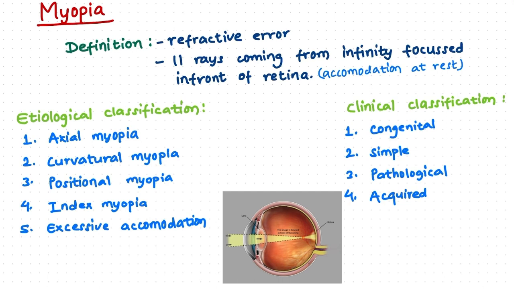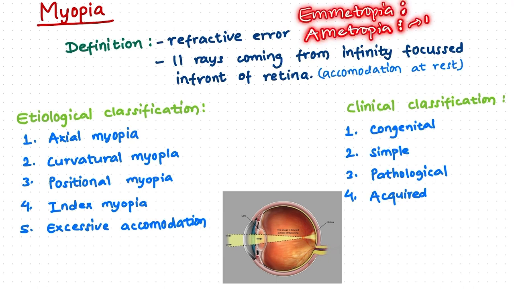Now you need to know about two terms. One is emmetropia and the next is ametropia. What does emmetropia mean? It means the normal eye having normal vision, whereas ametropia means the eye having refractive error, which can be myopia, hypermetropia or astigmatism.